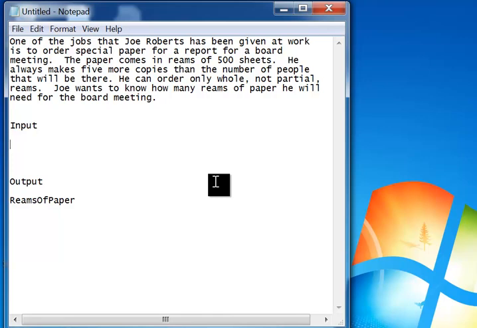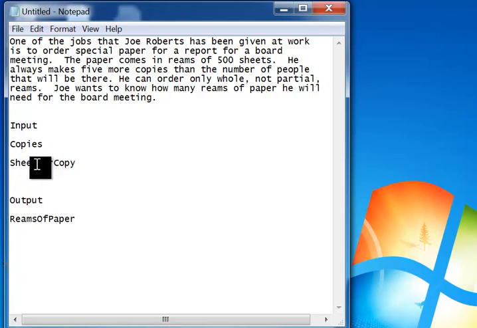Number one, let's see. The paper comes in reams of 500 sheets. He will always make 5 more copies than this. So I guess I need to know how many copies he wants and how many sheets per copy. Do you agree with that? Once again, it's kind of vague, but I think when you read between the lines, that's what we're looking at. He needs to make copies. He has 500 sheets. We need to know how many sheets are in per copy, meaning how big is this report, then actually how many copies he needs. What do you think? And the output is going to be reams of paper.